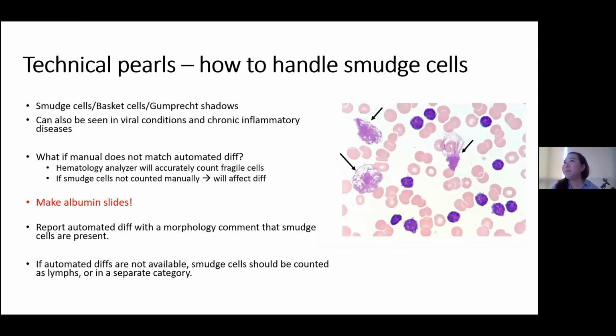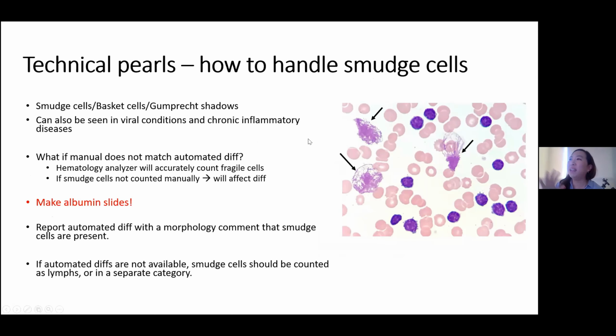So we talk about smudge cells. I would like to talk a bit more about that. It doesn't always mean CLL. We talk about smudge cells classically in textbooks as associated with CLL, as in this case. But it can also be seen in other reactive conditions, such as viral conditions or chronic inflammatory diseases.